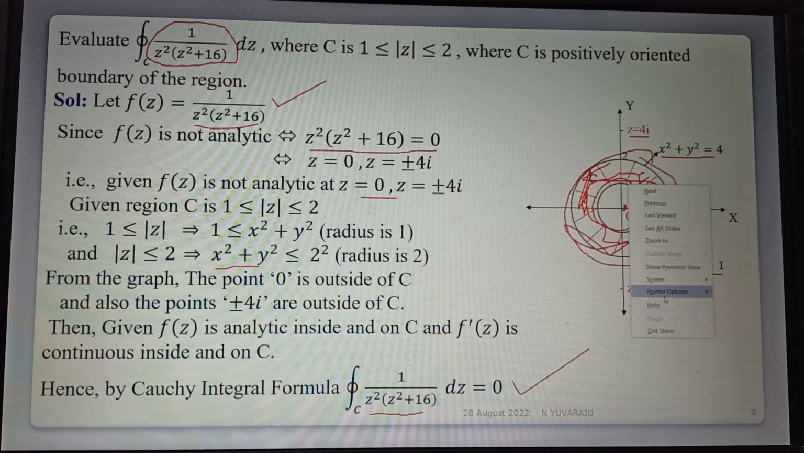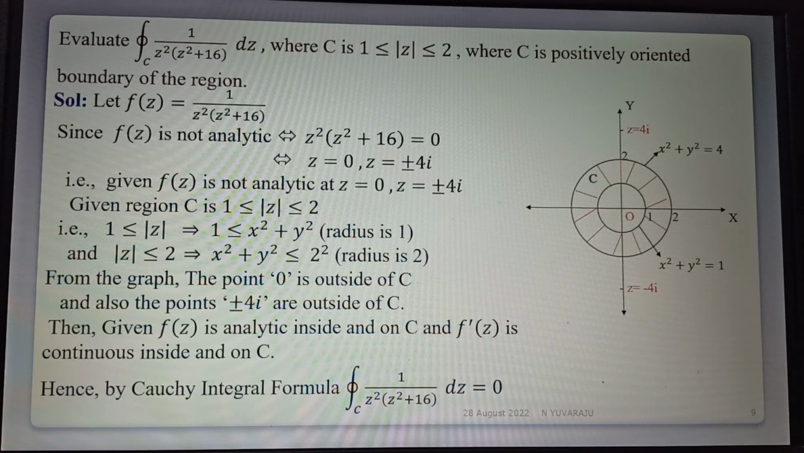So this is the Cauchy's integral theorem and examples. Okay, has all of you understood?